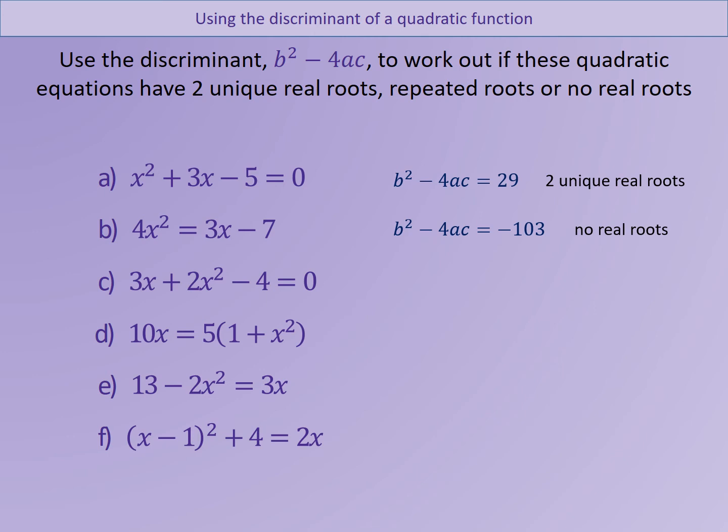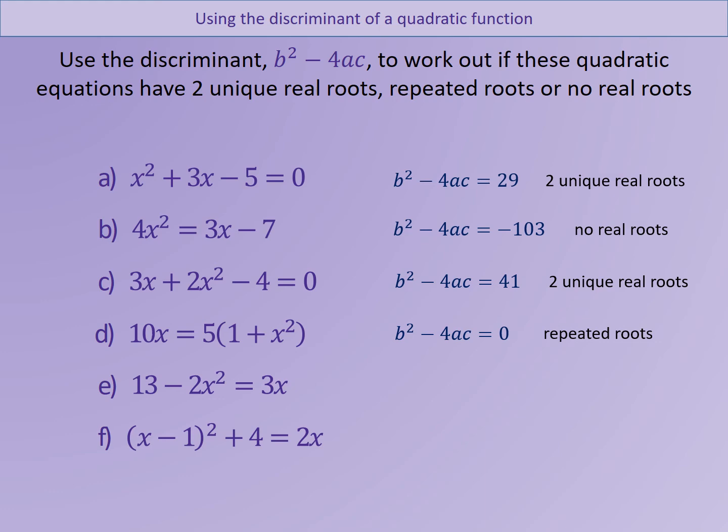In number 3, be careful because the order is the wrong way around for what we would like, but A is 2, B is 3, and C is -4. So if we put those values into the discriminant, we get 41. So there are 2 unique real roots. In D, we would multiply the brackets out first and bring the 10x across to the right hand side. So A will be 5, B will be -10, and C will be 5. And if we place those values again, we get a value of 0. So 0 represents there being 2 repeated roots.